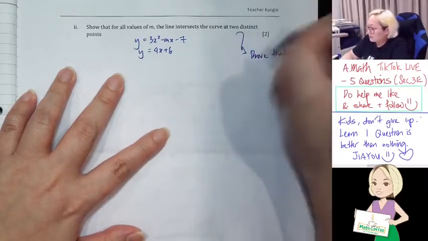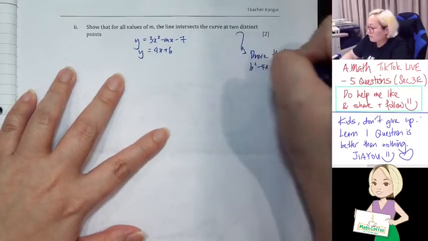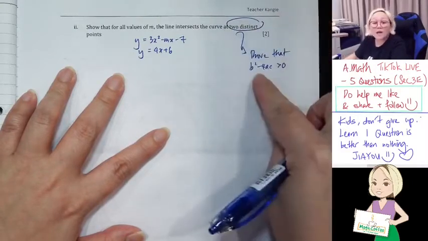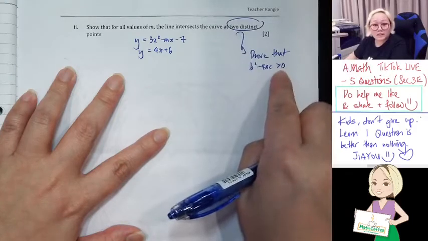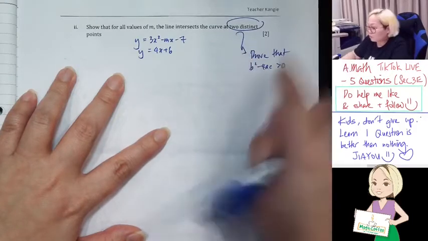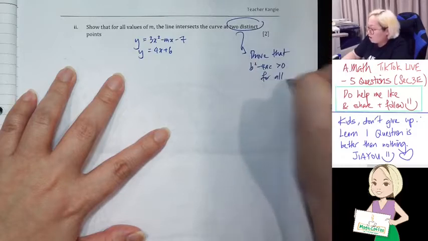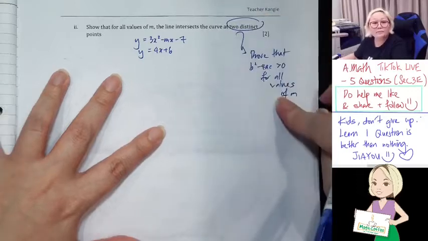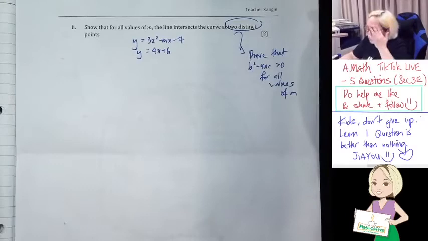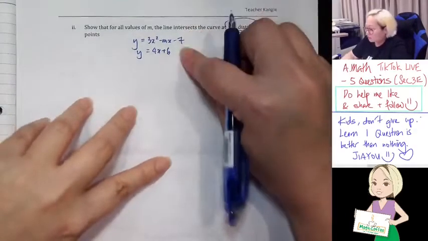that the discriminant b squared minus 4ac is always positive. Two distinct points means my discriminant is more than 0. So they want you to prove that the discriminant is more than 0 for all values of m. This is what it means, you understand? A lot of students always don't understand what it means. Okay, so what I need to do is do simultaneous.